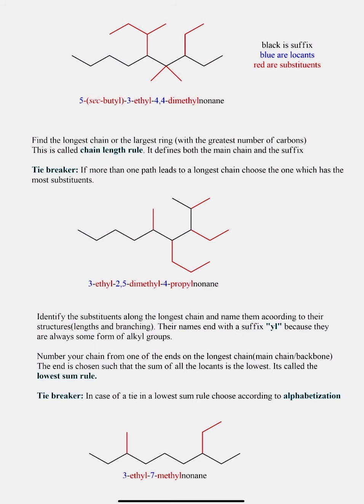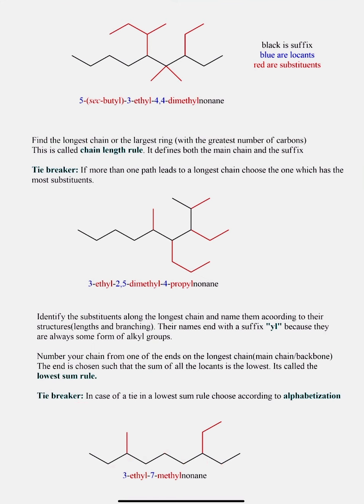Fine. What if you have a tie in the lowest sum rule? For example, in this structure, if I number from left, the sum of the locants is 3 plus 7 equals 10. But if I number from right, the sum of locants is 3 plus 7 equals 10. Now how to choose between the first way of numbering and the second way of numbering? Here we have a tie.